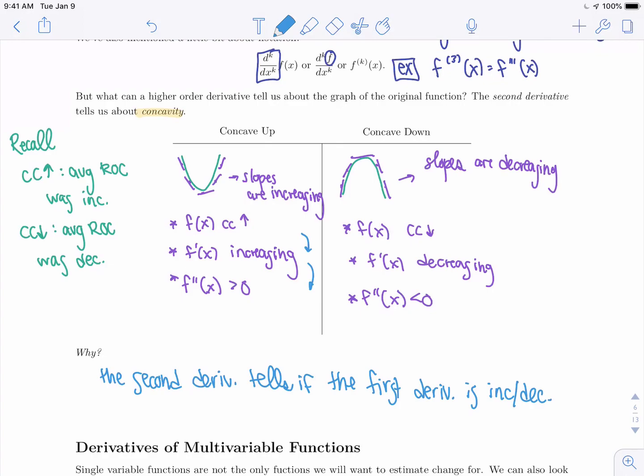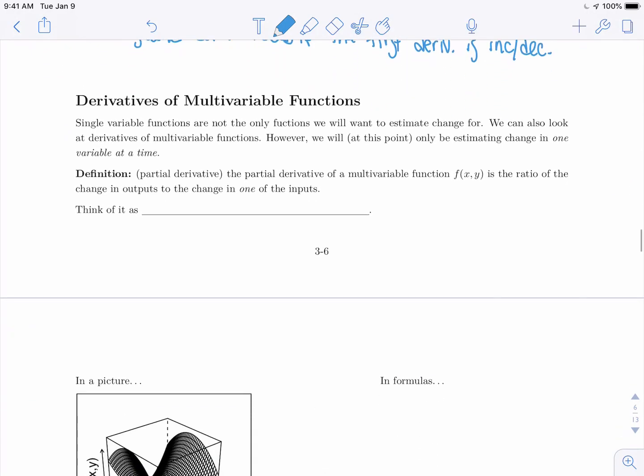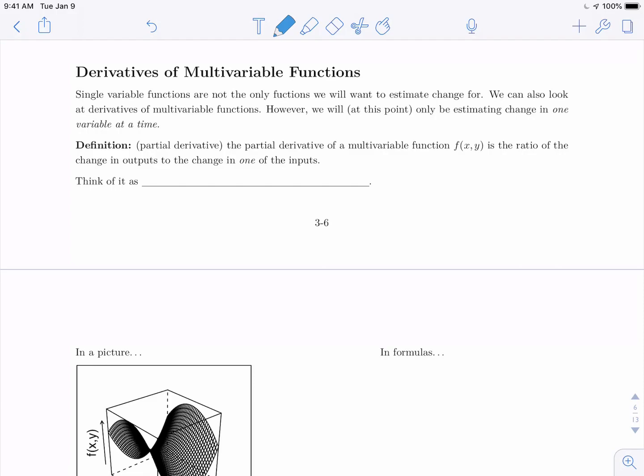So that's what we can talk about with higher order derivatives. And we'll see a little bit more of that as we make some progress. But if we're cool with that, we're going to move on to derivatives of multivariable functions. So we decided that our progress for this class was going to be, I'm going to do something for single variable, and then I'm going to move it into multivariable right away. We did that with functions in Unit 2, and we're going to do it with derivatives here in Unit 3.